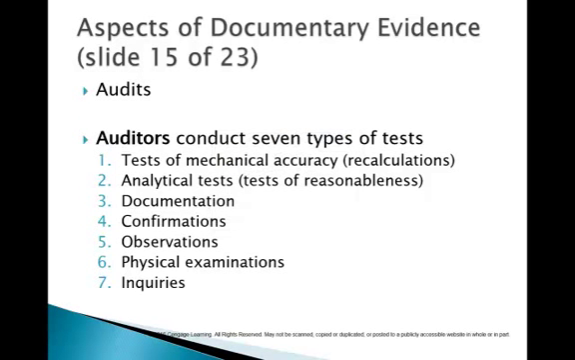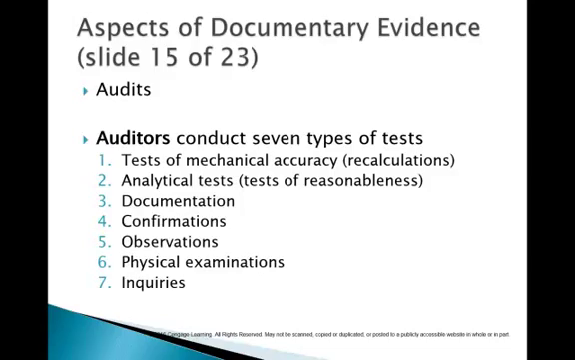So auditors conduct 7 types of tests. So the first is testing for mechanical accuracy. And that's just recalculating. So for example, if we're concerned about the amount of depreciation expense that they're recording, and maybe we're concerned that they're not recording enough depreciation expense, then we just look at what their depreciation method is and just recalculate depreciation. So if they use straight line method, it's pretty straightforward to recalculate.